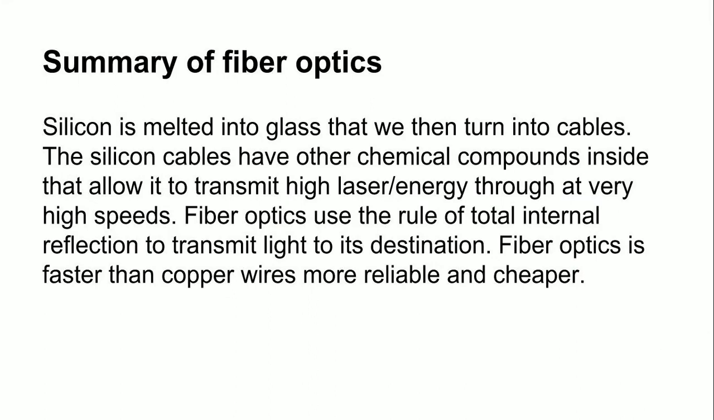Summary of fiber optics. Silicon is melted into glass that we then turn into cables. The silicon cables have other chemical compounds inside that allow them to transmit high laser energy at very high speeds. Fiber optics use the principle of total internal reflection to transmit light to its destination. Fiber optics is faster than copper wires, more reliable, and cheaper.